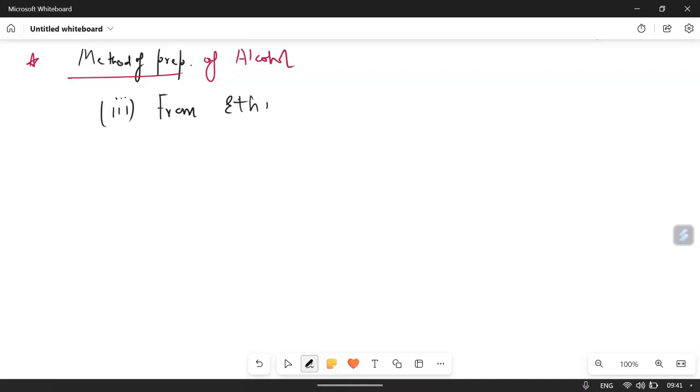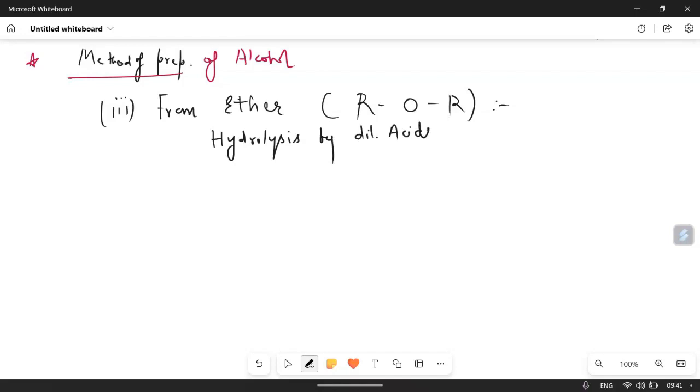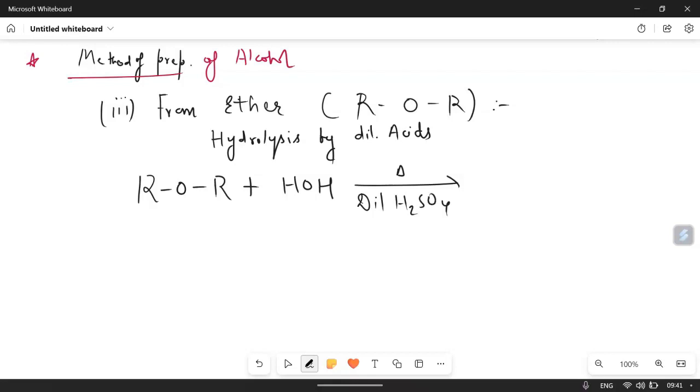Ether, you must know about it. ROR is the general formula of ether. In this method, we are going to do hydrolysis of ether by dilute acids. So here ROR plus HOH, heat it up in the presence of dilute H2SO4, gives 2 moles of ROH.